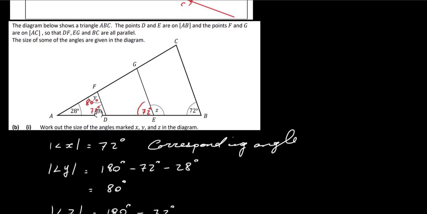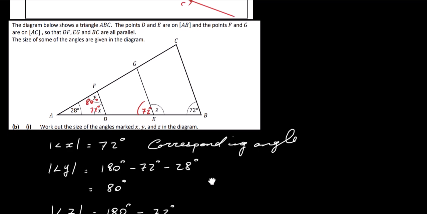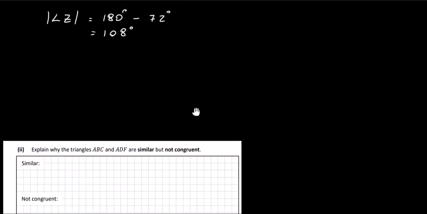This is 72 degrees here, which is corresponding to this angle here, so that's 72. This is 80, so this angle up here must be 80 as well. It's also corresponding. So they are similar, but the sides are not the same, so they are not congruent. So I just need to write all that out.